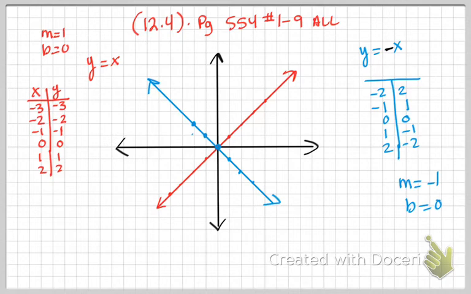Okay? So we started with lines. Okay? Parent function. X is to the first power, it's going to make a line. When I do y equals the opposite of x, y equals negative x, we get the opposite direction. Okay, because that negative means opposite or negative or minus.